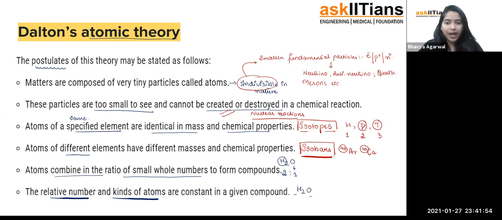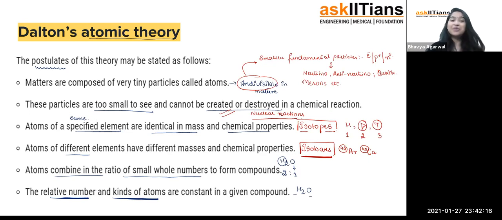All right. Are we clear up till here? Yes, that's good to know. So now we come to the next point, that atoms combine in the ratio of small whole numbers to form compounds. Makes sense? Whenever two atoms combine together, they combine in a simple whole number ratio.